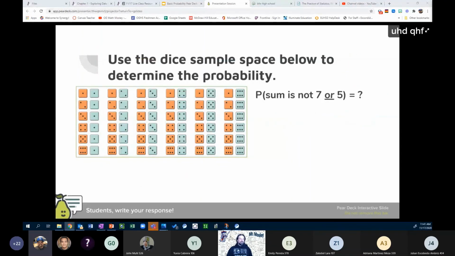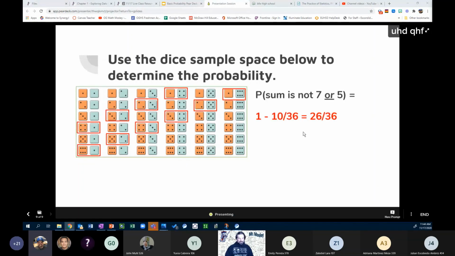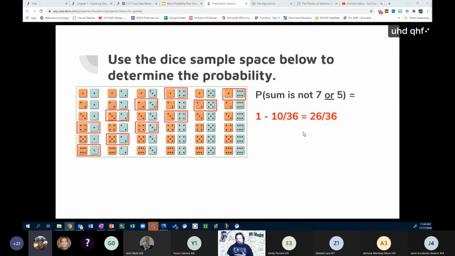Last question here. What is the probability that the sum is not 7 or 5? Now we're looking at the complement of the sum being 7 or 5. The probability that the sum is not 7 or 5, the complement of the sum being 7 or 5, is 1 minus the probability of the sum being 7 or 5, which is 10 out of 36, which leaves us at 26 out of 36 for the probability.